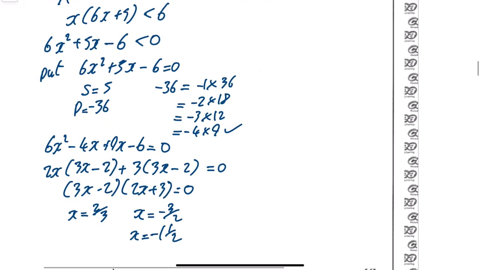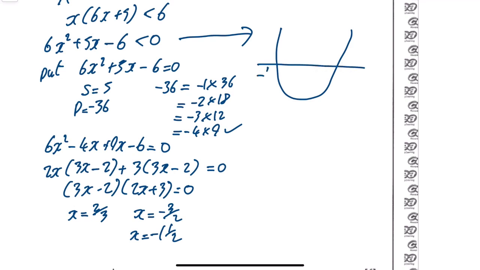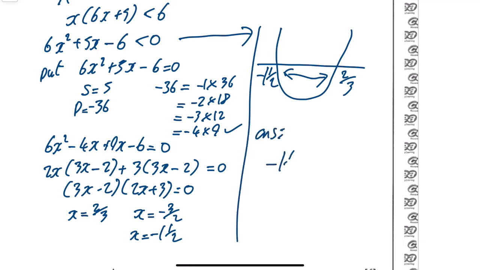Okay, we draw a sketch of this then. It's a quadratic inequality. We now know it crosses at minus 1.5 and 2 over 3, and we want it to be underneath the axis. So it's underneath here. So your answer is minus 1.5 is less than x is less than 2/3, and that's it.